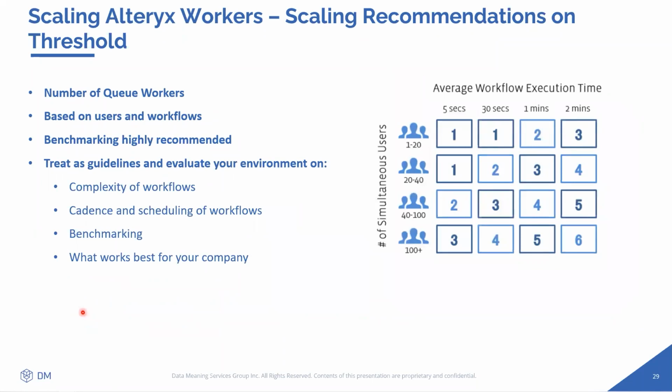So when you start to think about scaling, once again, these guidelines are for you to understand; it's all based on the complexity of your workflows. So you can have 20 simultaneous users. You can have workflows running in 5 seconds, as well as workflows running in 2 minutes. But maybe you need to be aware also of the cadence in scheduling workflows. So maybe you have 9% of your workflows being run at the same time every day.